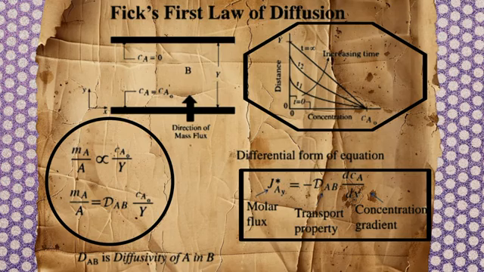As shown here, imagine a species A diffusing through another species B in the y direction. At the bottom surface, the concentration of A, that is CA, is at maximum. As we move up, the concentration drops to zero. This creates a concentration gradient which drives diffusion. The direction of mass flux is upward, from high concentration to low concentration.